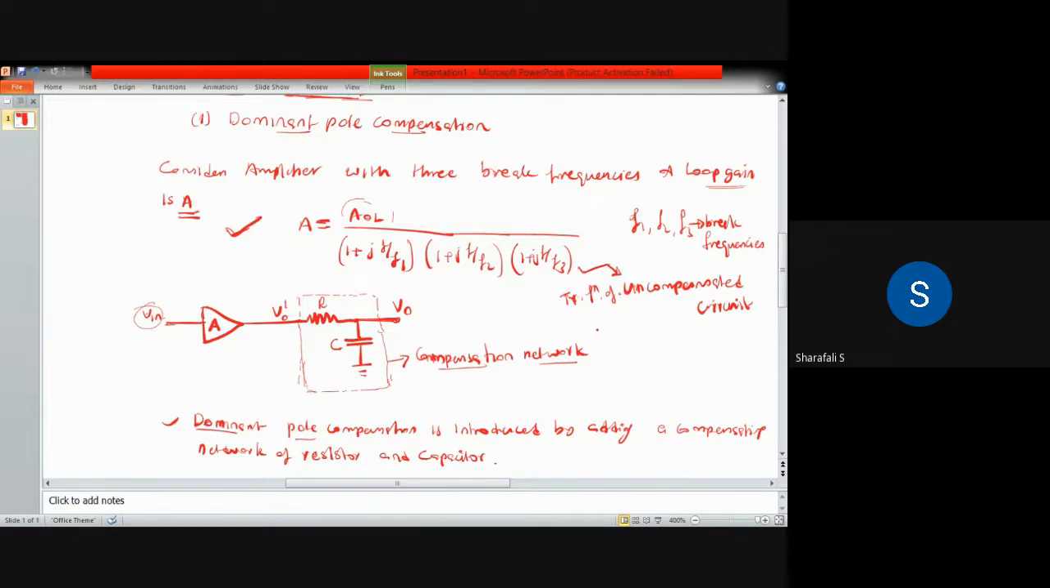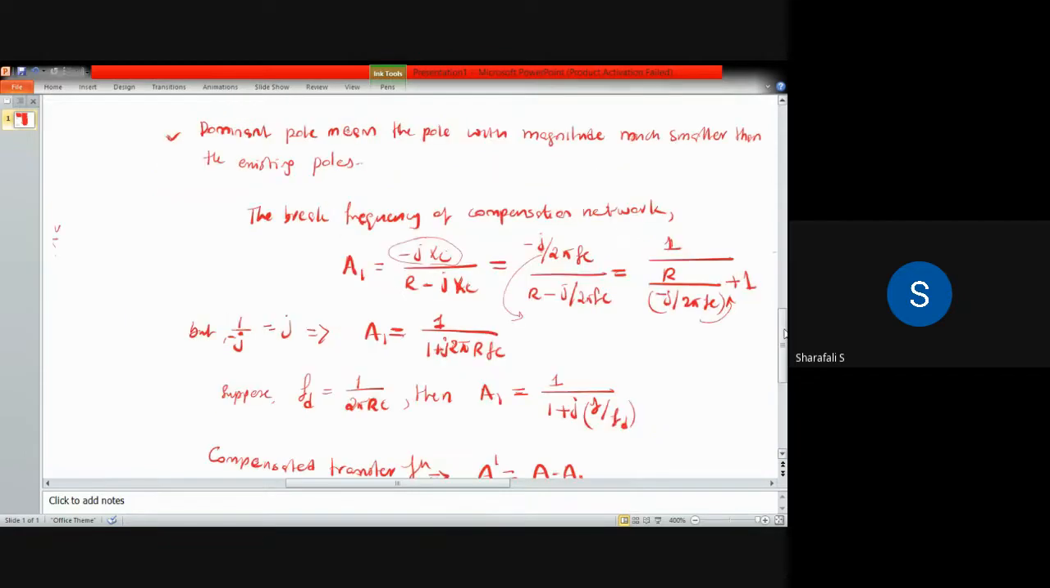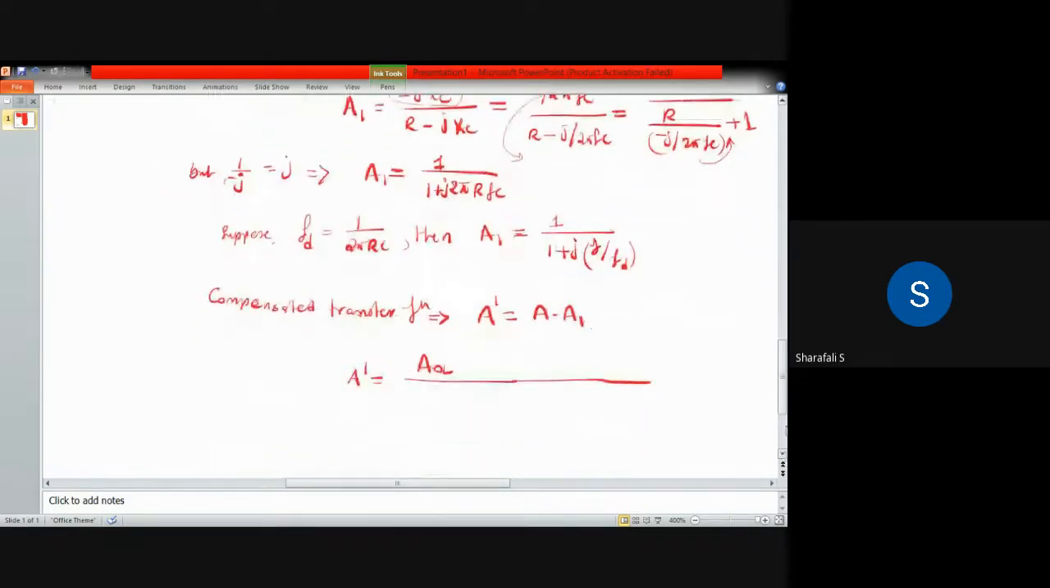After compensation, how this transfer function is going to change, that we are going to do. So we have to consider the total transfer function as A dash, which is equal to A into A1. So this is nothing but A open loop into 1 over (1 plus j f by f T). This is coming from the equation A1 equal 1 by 1 plus j f by f T. Then we have all other terms: 1 plus j f by f1, and 1 plus j f by f2, and 1 plus j f by f3.